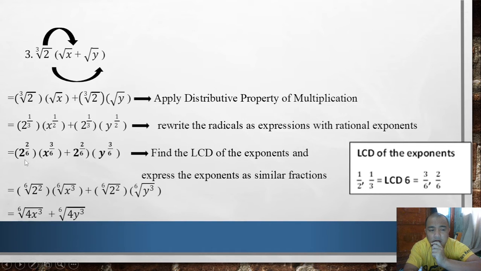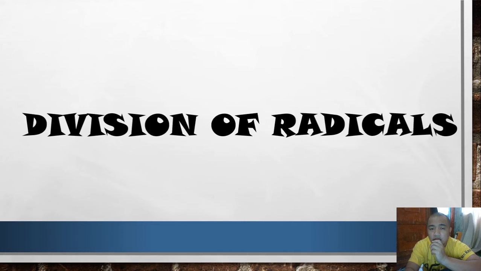Same radical now, so this can be written as sixth root of 4 times sixth root of x cubed plus sixth root of 4 times sixth root of y cubed. So same indices, so we can now multiply: sixth root of 4x cubed plus sixth root of 4y cubed. Alright, we cannot add this anymore because they do not have the same radical. They are not similar radicals. Okay, let's proceed now to the next.